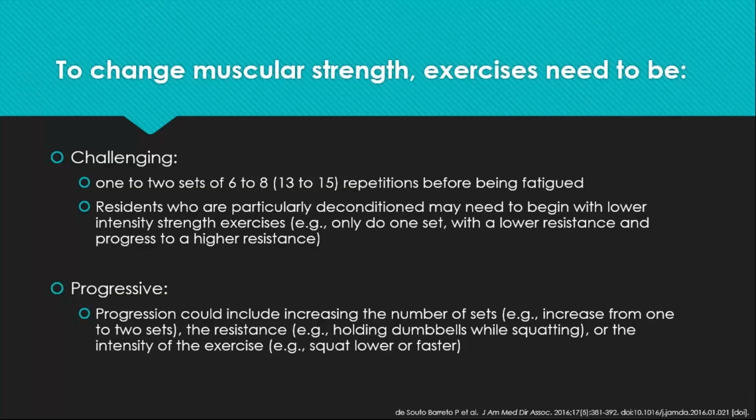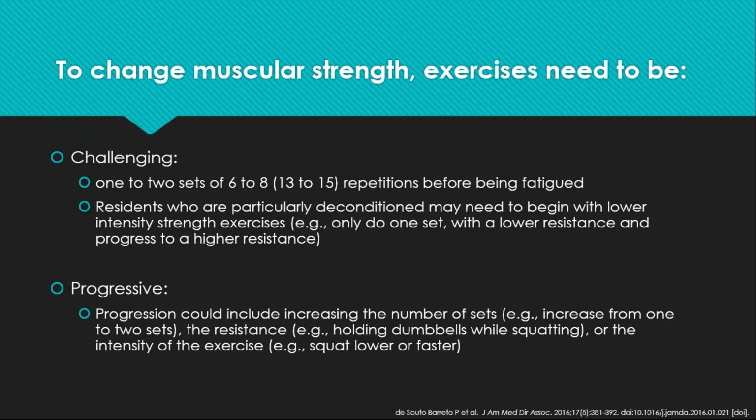And then the other thing to change muscular strength is exercises need to be progressive. So they need to progress over time. So if they're doing the same exercise for 3 months, that's not going to help them change their strength. So progression could be a couple things. So you could increase the number of sets. So doing 2 sets instead of 1, doing 3 sets instead of 2. Increase the resistance. So holding dumbbells while squatting is one example.